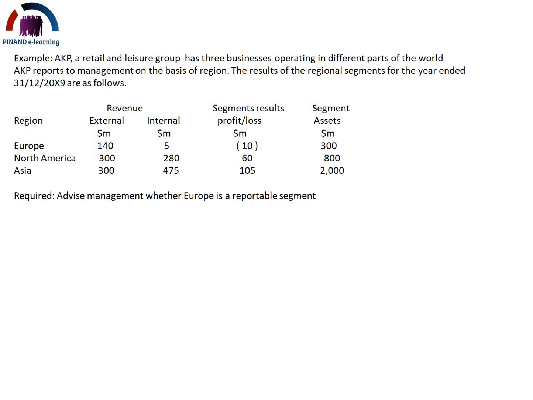Say, for example, AKP, a retail and leisure group, has 3 businesses operating in different parts of the world. AKP reports to management on the basis of region. The results of the regional segments for the year ended 31/12/2009 are as follows. Europe, North America, Asia. You can see the revenue has been broken down into 2. You have external, you have internal, you have segment result, profit or loss. You can see that Europe made a loss of $10 million. Then you have their asset figures.